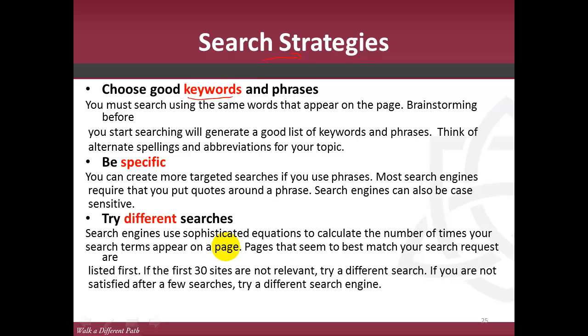Then you'd also be specific and then try different variations. For example, search engines use sophisticated equations to calculate the number of times a search appears on a page and all that type of stuff. But if you reword it around, you could get different results. So don't get frustrated if you're not finding the results that you want on a database. When you do your searching, try it a different way. Rephrase your words, and that's your strategy in this case.